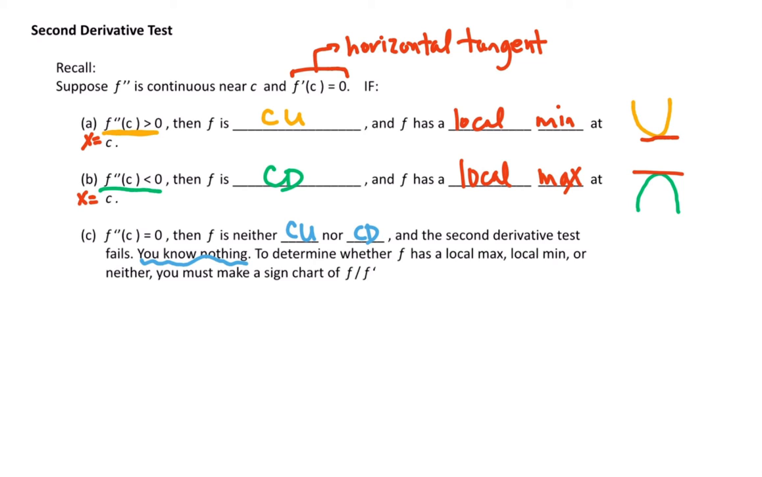But the second derivative test will fail us, and so then what we know is that we don't know if it's a max or min, and then I have to resort to making a sign chart like I normally would with f prime to see if I have a max or min.